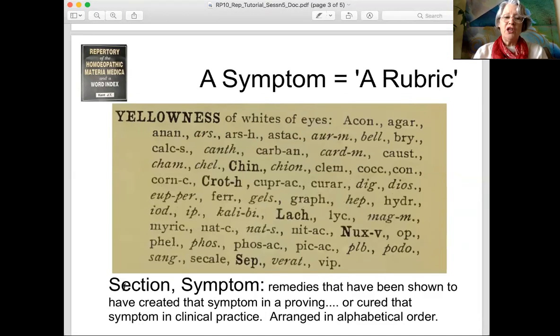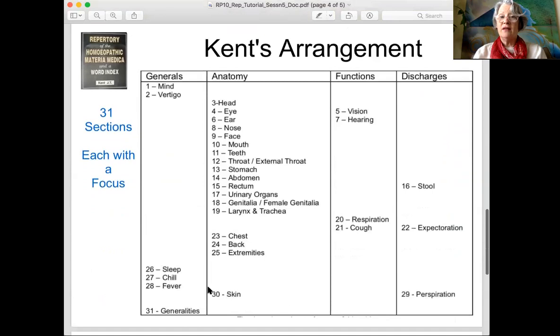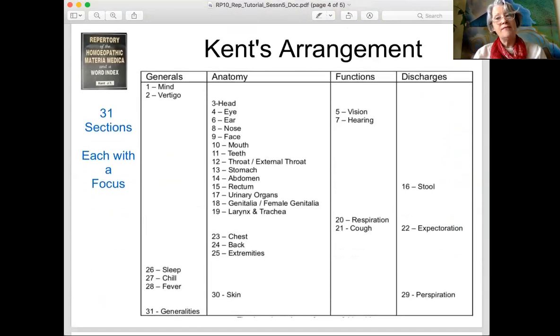These are arranged in the order of section and then symptoms within section. And within the sections, the remedies are arranged sort of mostly in alphabetical order. So, do you guys have your repertory handy? Because we're going to be diving in today. I hope you've got it there, either online or in some grabbable way.